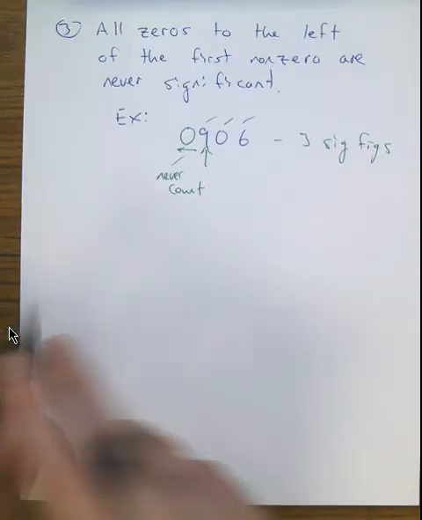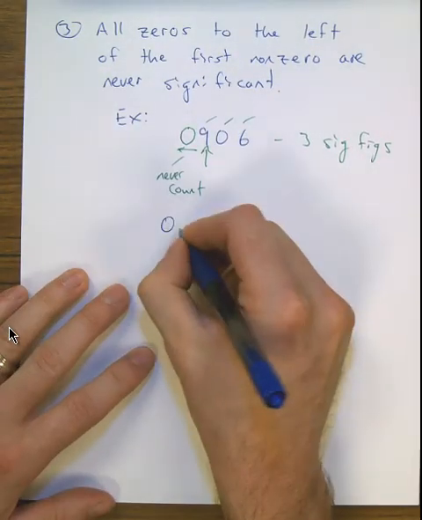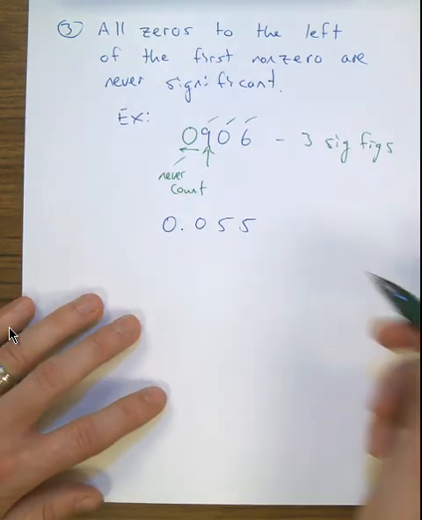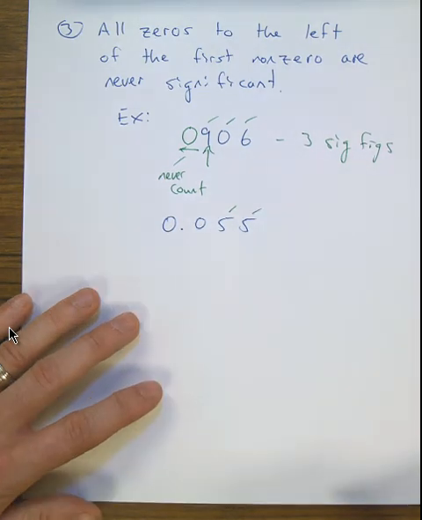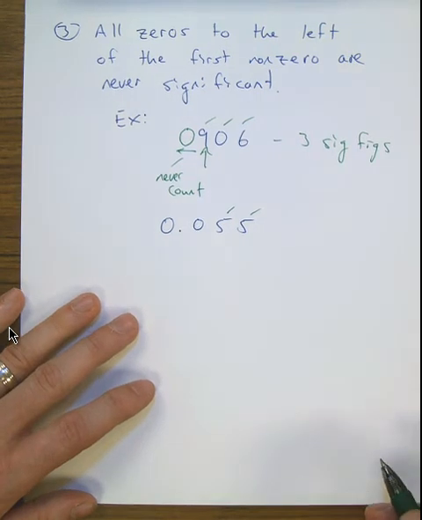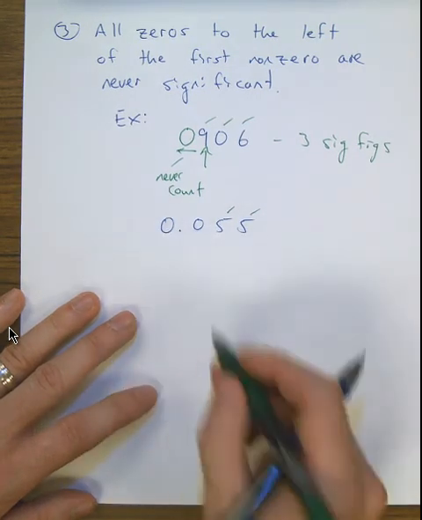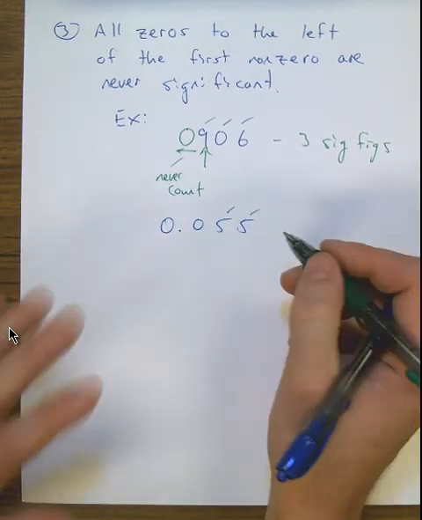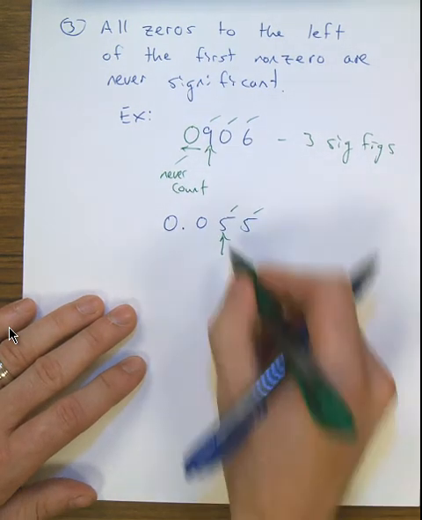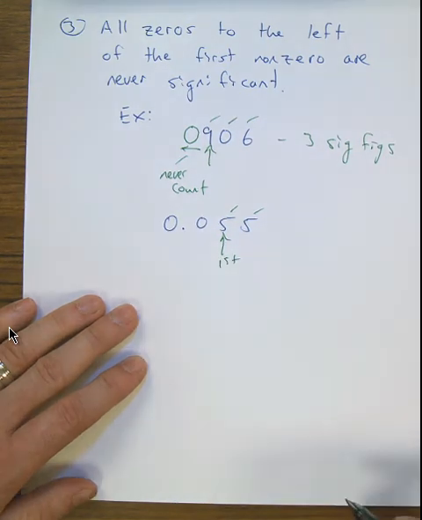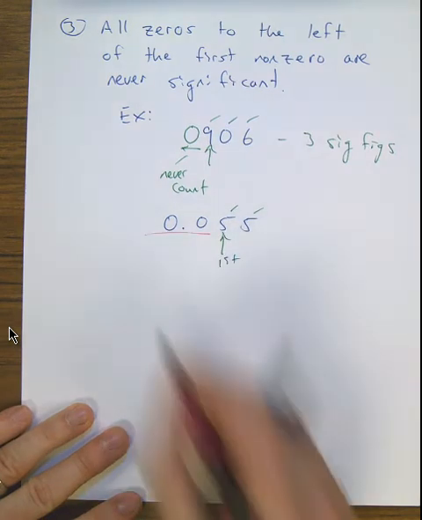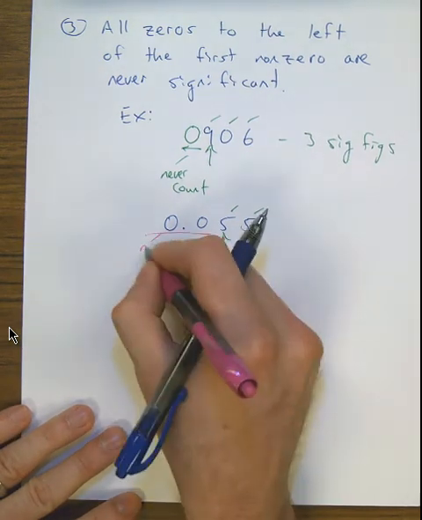Some more examples. Say I have the number 0.055. I know from rule 1 that all non-zeros are significant. I don't have any zeros squished in between two non-zeros, but I do have these zeros to the left of my first non-zero. So again, we have to become comfortable with what a non-zero is. This 5 and that 5 are non-zeros, but this is my first non-zero. That means everything, absolutely everything to the left of it, all of these zeros, they are not significant.